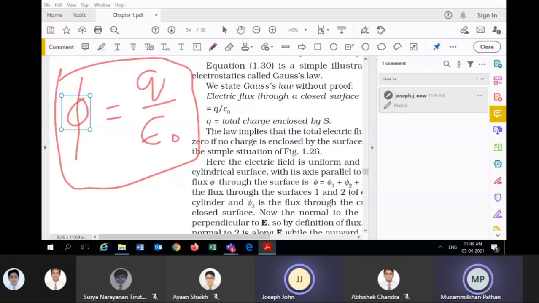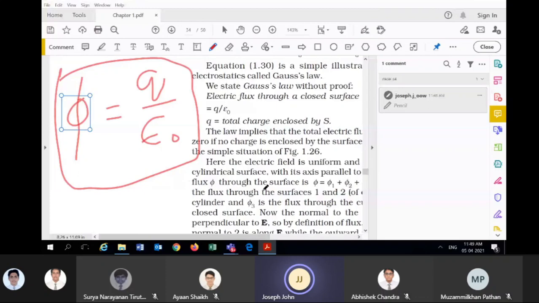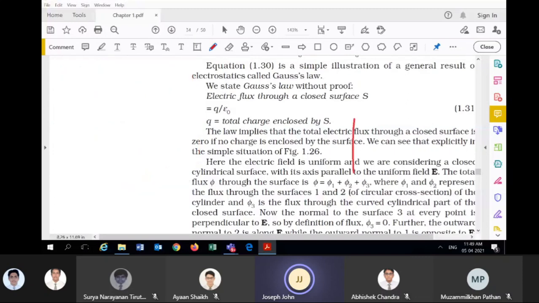So in exam can we use this part? You can use it, no problem. But you have to mention that phi is the flux, Q is the total charge, epsilon 0 is permittivity of free space, etc. Proof is not in the syllabus, okay? I'm leaving it. Only the applications are there.